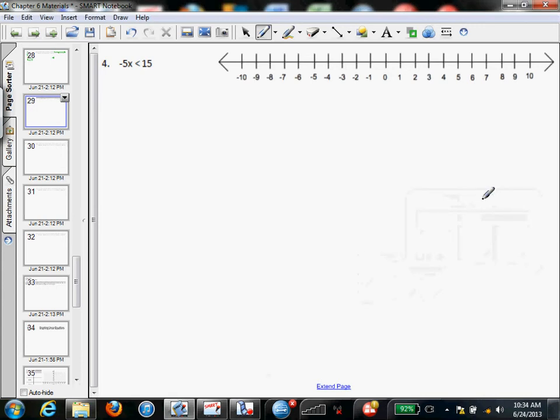Hello, and I want to welcome you back to part 2 of 6.6. This deals with inequalities. For this, we're going to finish up these examples on graphing, and then we're going to look at an application or word problem.